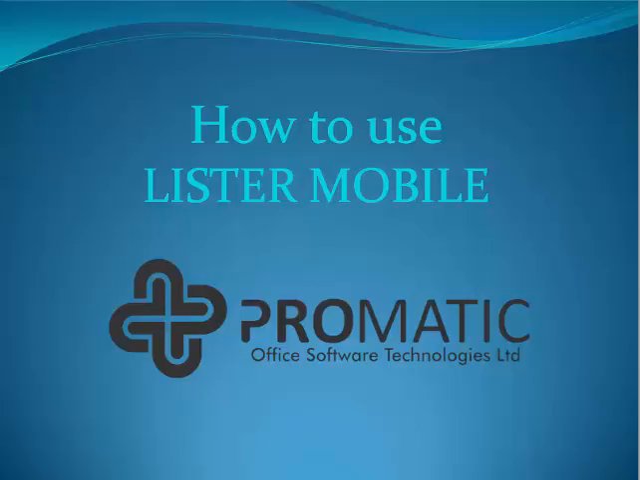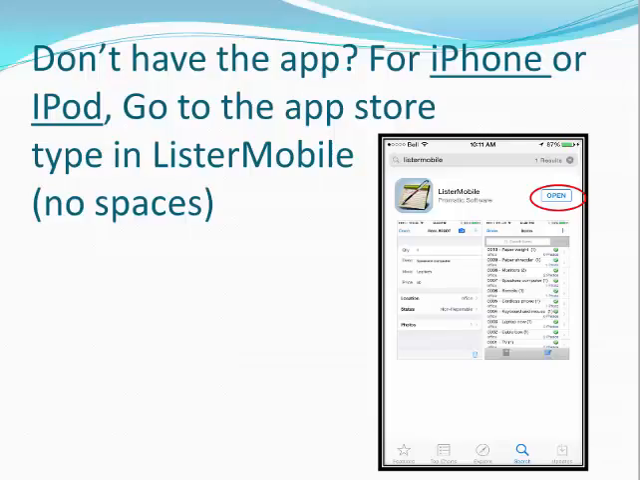At this point you already should have the Lister app, but if you don't, we'll spend a few minutes showing you how to set up the app. First, we'll show you how to download it for iPhone or iPod. At the App Store, you need to type in ListerMobile. Please do not put any spaces between the two words. You will see the app is listed by Promatic Software. Click Open and proceed with your normal download.